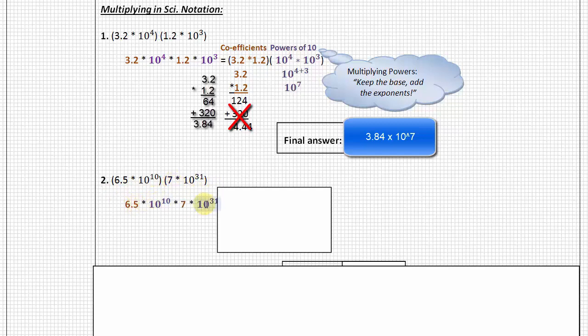Again, I've used the color coding. The purple is our powers of 10. This orangey brown color is our coefficients. So first we want to multiply together our coefficients, and then also multiply our powers of 10.